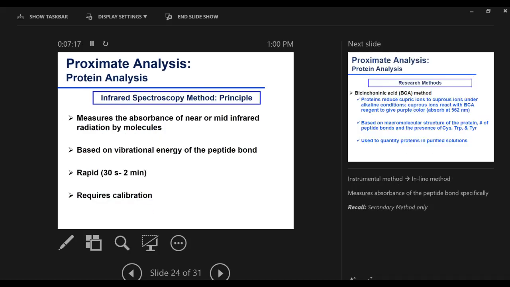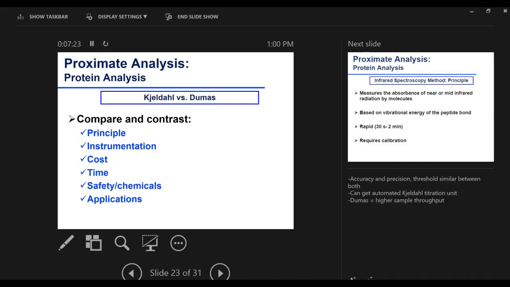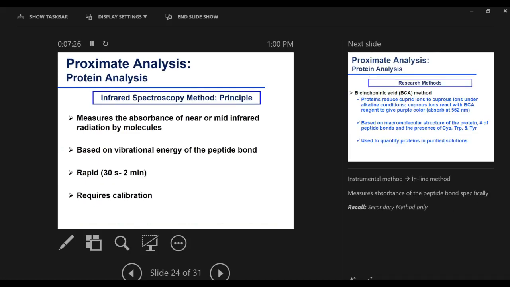Okay, so we're going to go ahead and talk about some of the more research-based methods. Well, this one isn't necessarily research-based, but this is that secondary method that we talked about, looking at IR. So, for example, looking at NIR or mid-IR. The IR works by measuring absorbance. As you guys talked about in the spectroscopy section, there are different types of electronic absorption, vibrational energy, things like this. So when we're using our IR methods, it's measuring the vibrational energy of the peptide bond, as we talked a little bit about Monday.